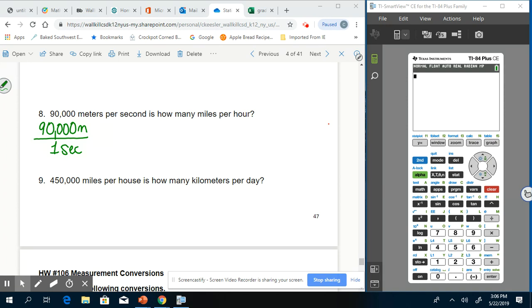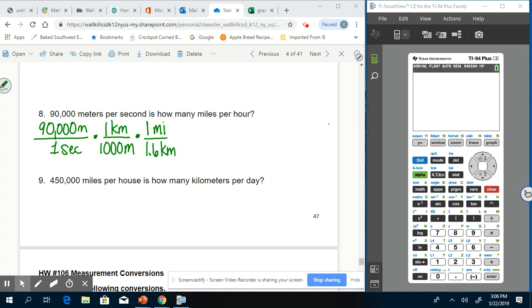So we know from the other page that there are 1,000 meters in 1 kilometer. So we have 1 kilometer equals 1,000 meters. I put 1,000 meters on the bottom so that meters cancel out. We know that 1 mile from the top is equivalent to 1.6 kilometers. So I'm going to put 1 mile in the numerator and 1.6 kilometers in the denominator. So the kilometers cancel out. And now we've got our meters to miles, but we have to deal with time as well.